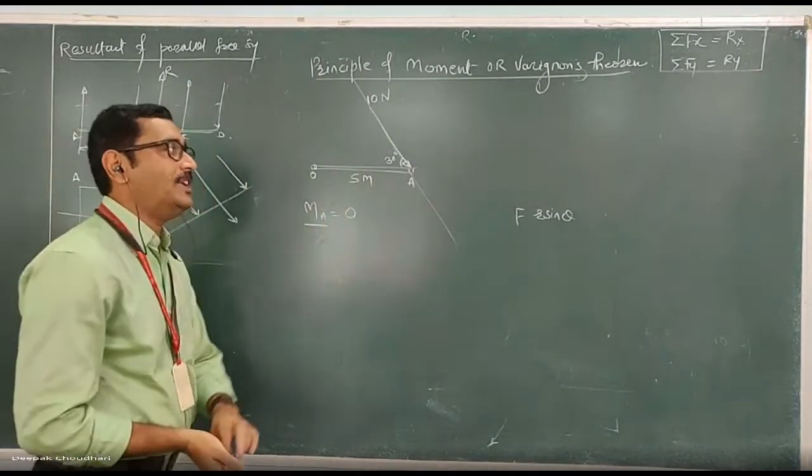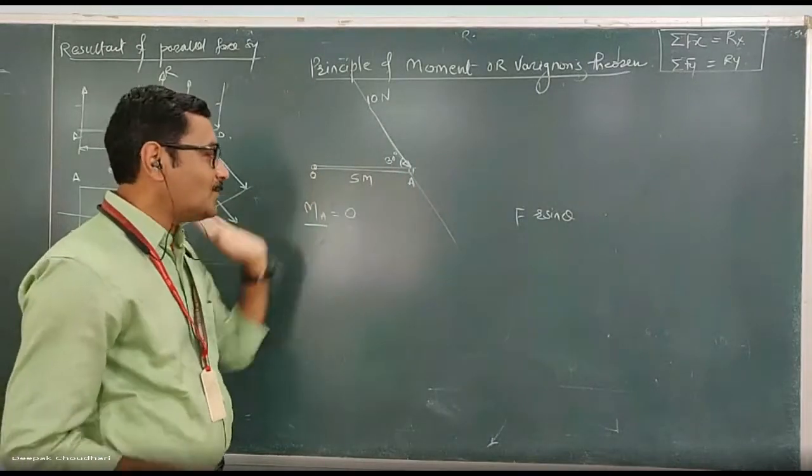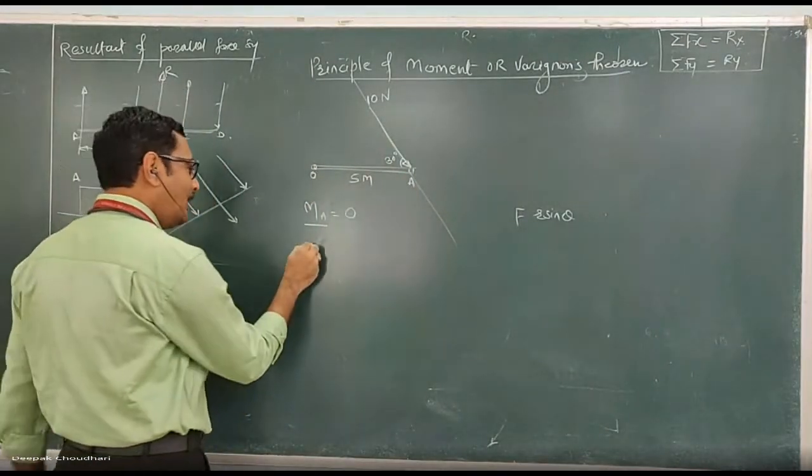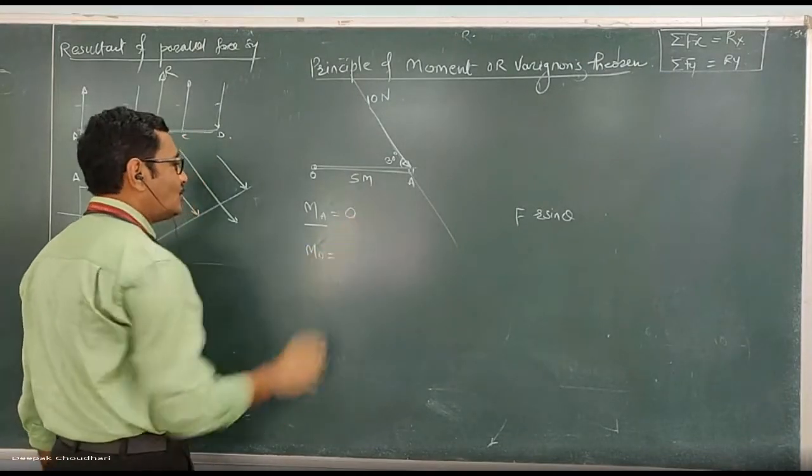Moment of a force about point A is 0 because the line of action of the force passes through A, and hence the perpendicular distance becomes 0. Moment of the force is this, FR sin theta. Yeah, but let's not jump on this directly.